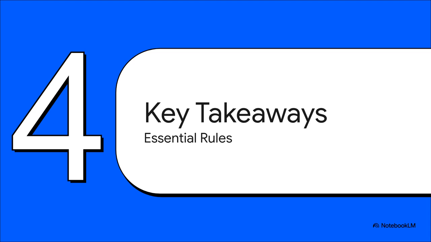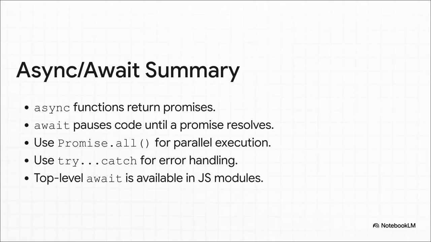Okay, we've gone through a lot here. So let's take a second and boil it all down. What are the absolute key takeaways? The rules you really need to remember to use async await like a pro. All right, let's run through the checklist. Number 1, an async function always gives you back a promise. Period. No exceptions. Number 2, await is your pause button. It holds everything until a promise is done. 3, to make things fast, use Promise.all. If your tasks don't depend on each other, run them all at once. 4, try-catch. It's not a nice to have, it's your seatbelt. Use it to handle errors gracefully.